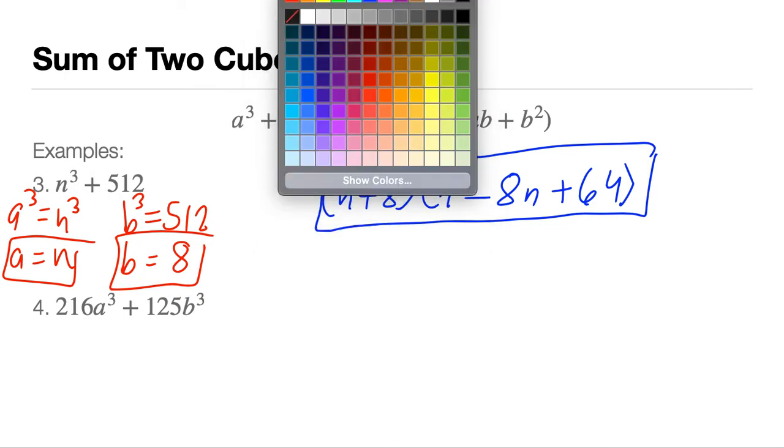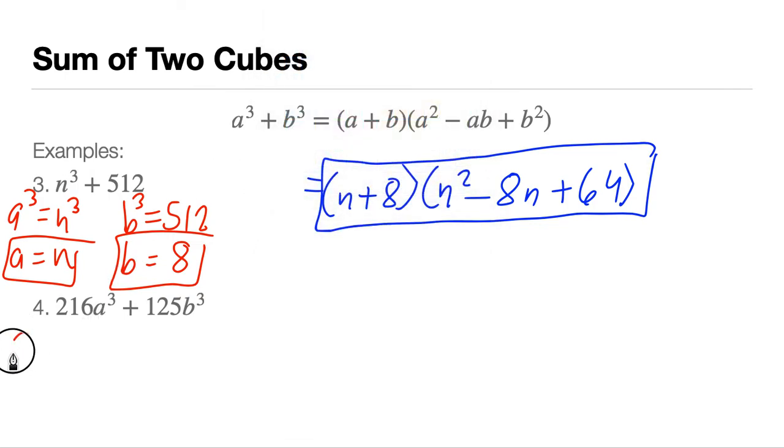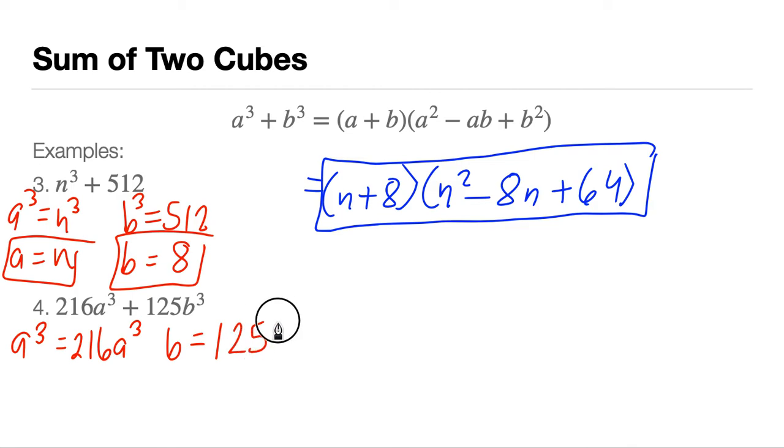Now, for number 4, we have our a cubed is 216, another big number. Our b cubed is 125. So we need to get the a, we need to get the b. So what's a? What number, if you're going to cube that, is going to give us 216? So we know that 343 is for 7. So maybe let's go down one step before.